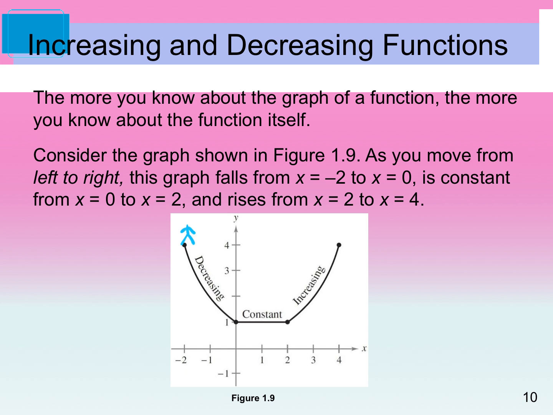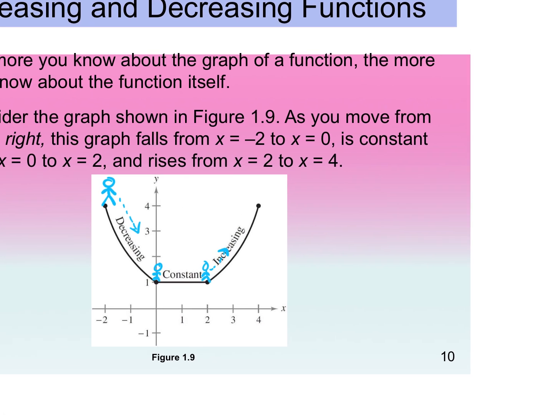So I like to think about it: if I was walking along my graph, I always start at the left. If I'm walking downhill, I'd be decreasing. Then here I change to constant. Constant's going to be a flat line. And then at 2, we change to walking uphill, so we'd be increasing.